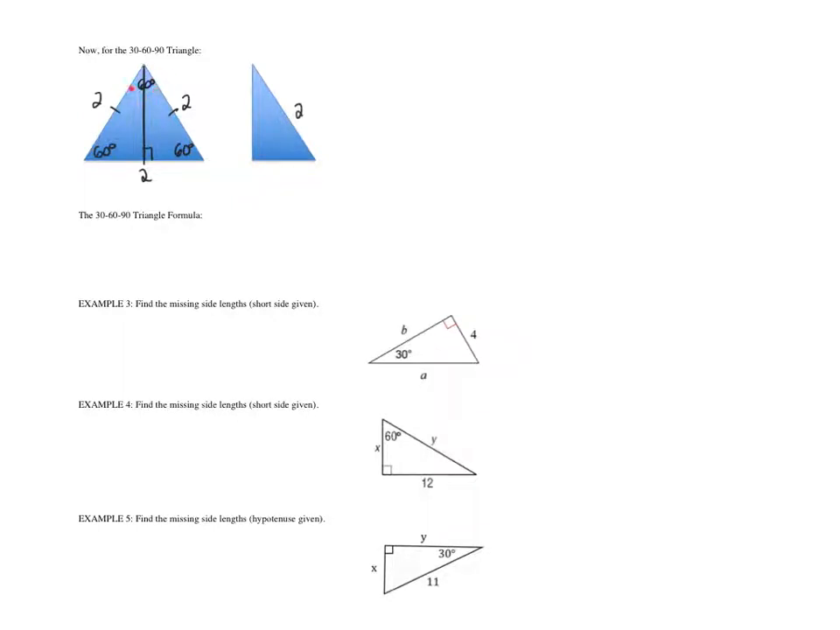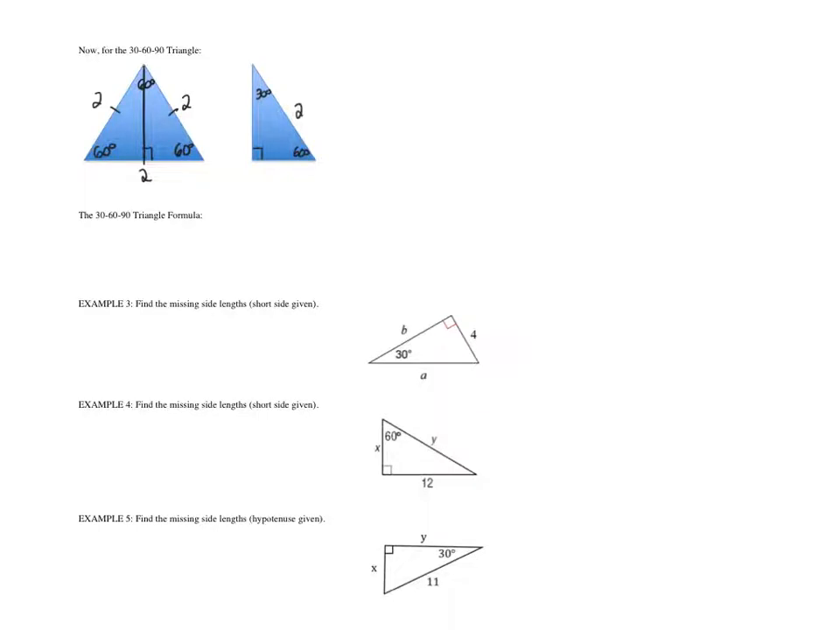That's going to bisect this angle up here by creating two congruent triangles. These two triangles are going to be congruent. So I now know that this angle up here is 30 degrees. This one down here is still 60, and of course we made a right angle. So what we've done is created our 30, 60, 90 triangle.